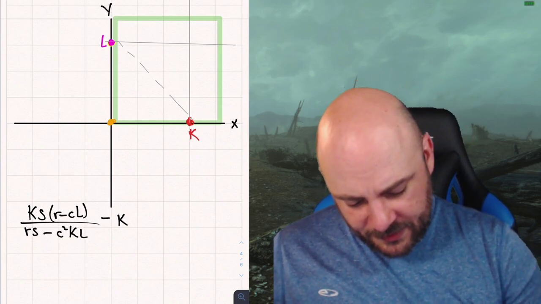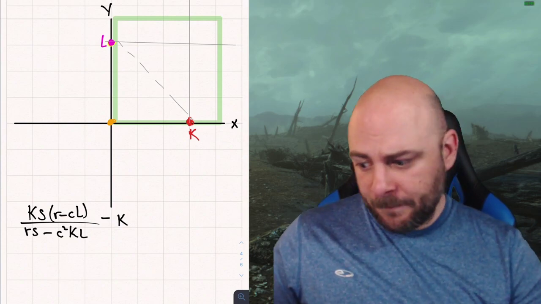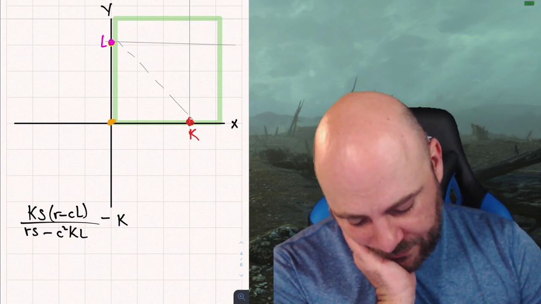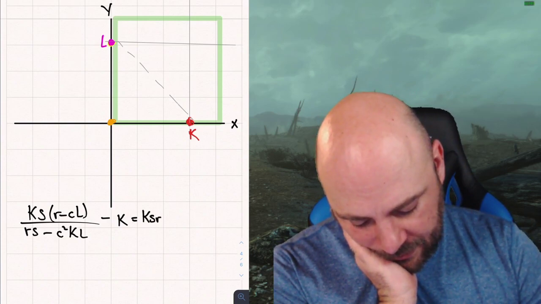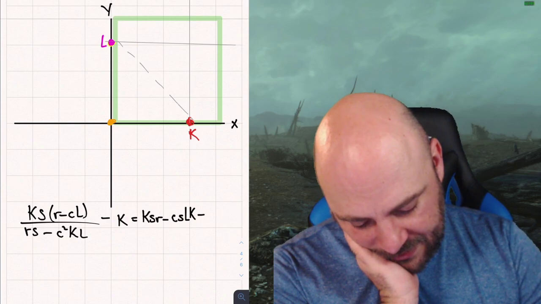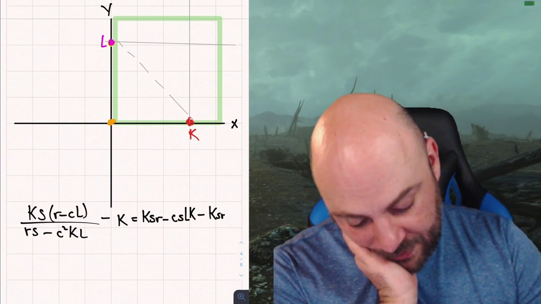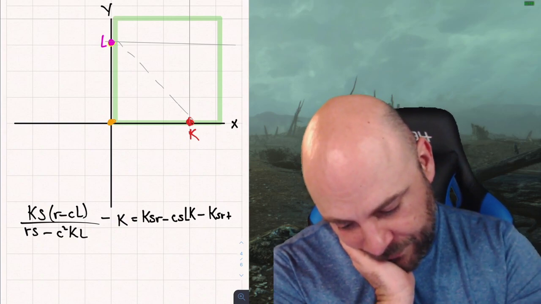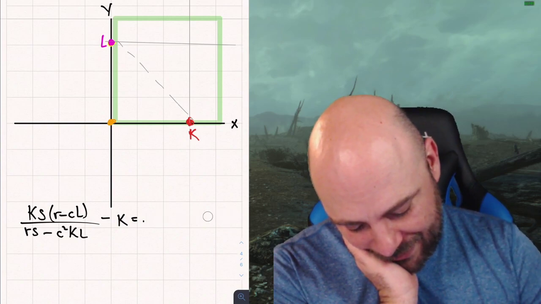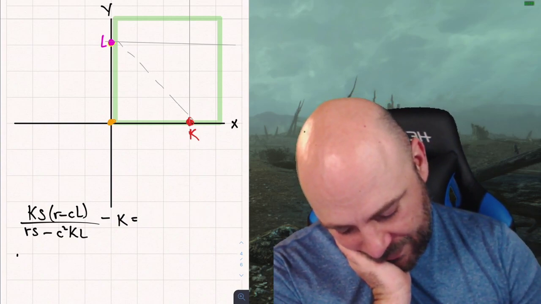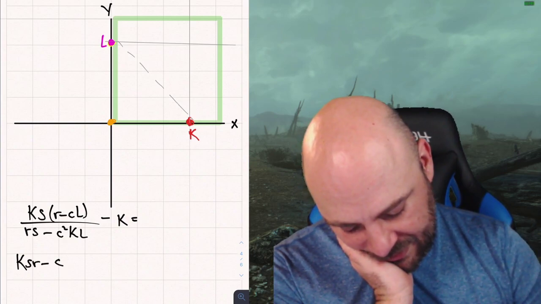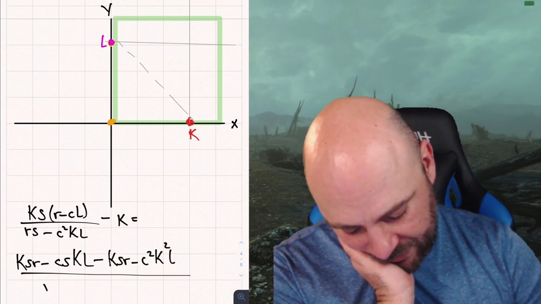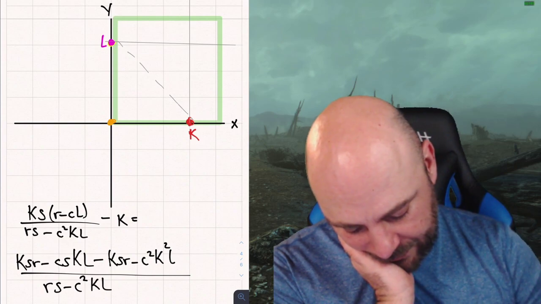All right? So just for grins, let's subtract it and let's see what we get. By combining all this stuff, I get KSR minus CSLK minus KSR plus, I ran out of room. It's the curse of working with these giant expressions. KSR minus CSKL minus KSR minus C squared K squared L, all divided by RS minus C squared KL.